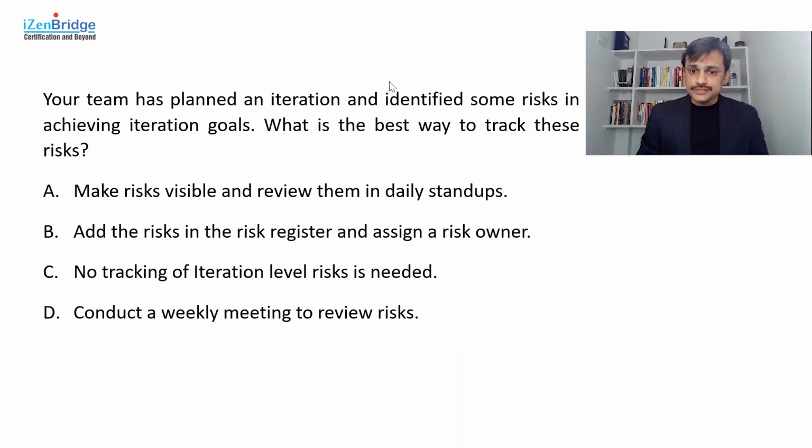Option B, add the risk in the risk register and assign a risk owner. Option C, no tracking of iteration level risks is needed. And finally, option D, conduct a weekly meeting to review risks. You can pause, think, pick your choices.